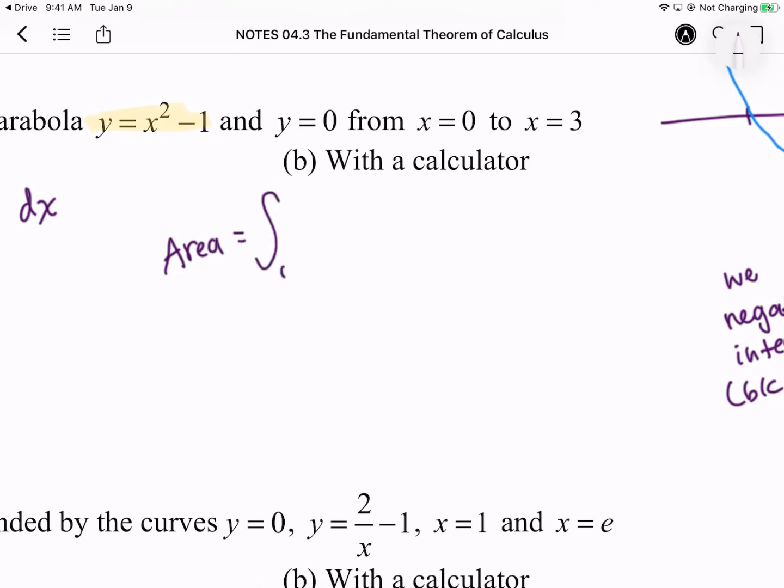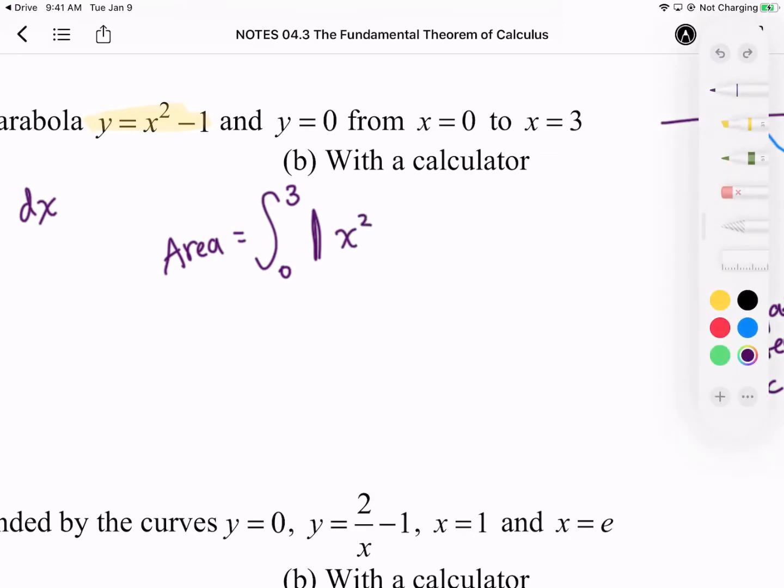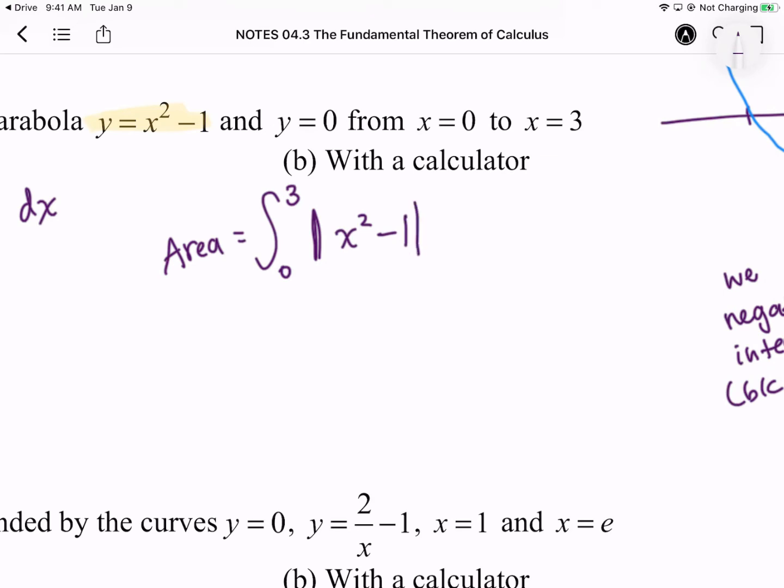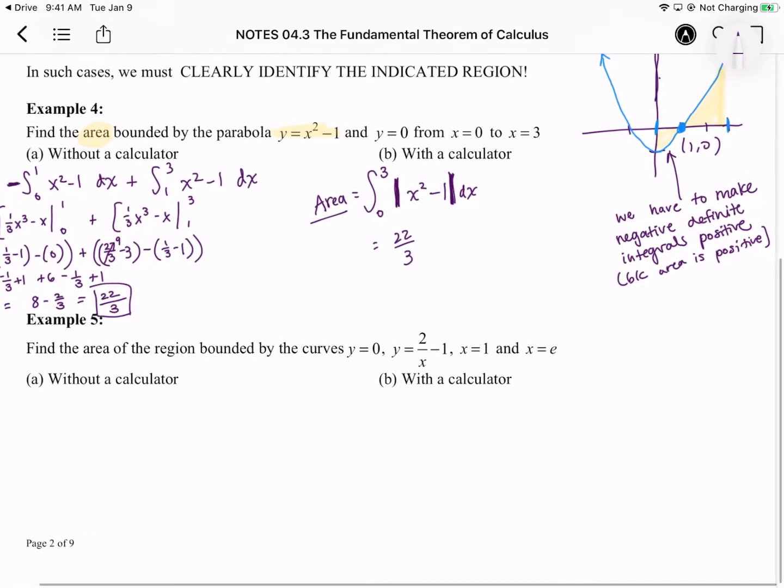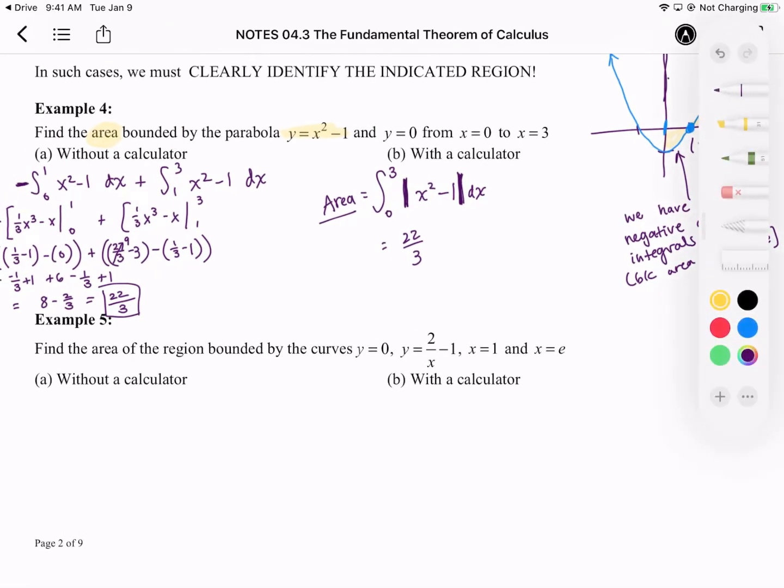For area, I'd say just take me the definite integral from 0 to 3, but in order for the calculator to make it positive, you would put it into absolute value bars, like so. Oopsies. X squared minus 1 dx. So you would make sure to use these absolute value bars on your calculators whenever you're finding area. And it gives you the same thing, 22/3. Voila.